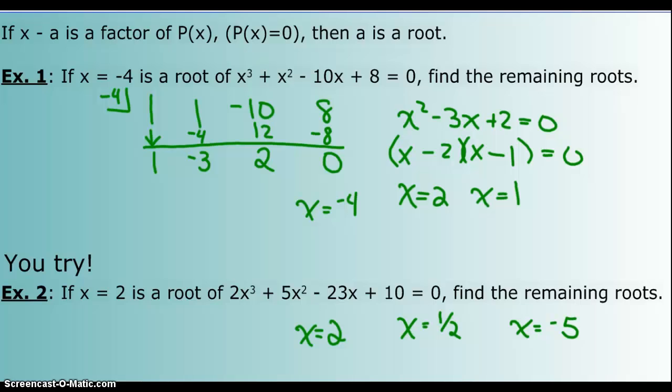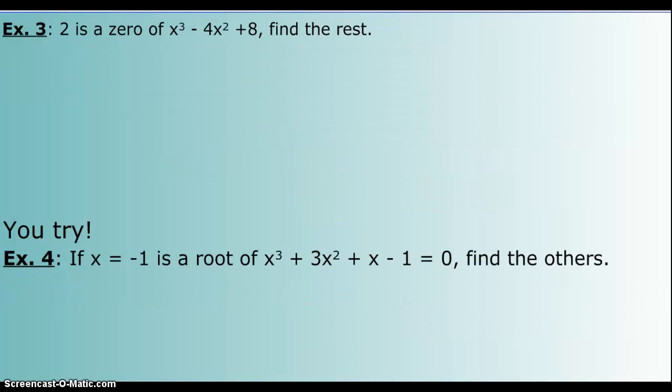Okay, next page. All right, so now we have 2 is a 0 of x cubed minus 4x squared plus 8. So first, they're just being fancy with the lingo here and saying 2 is a 0. So that's what's going in our box. And then I'm going to put my coefficients down here. I have the 1, the negative 4. Now there's no x term, so I need to leave that space by putting the 0 and then the 8. Drop the 1.